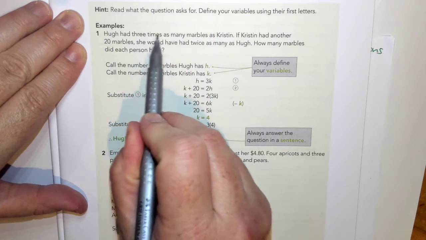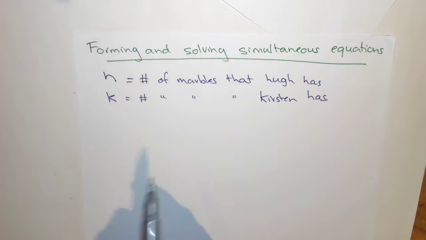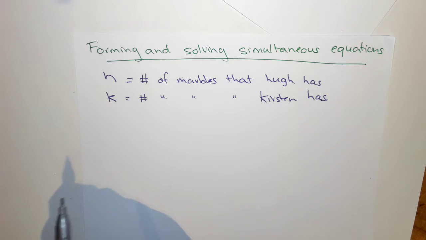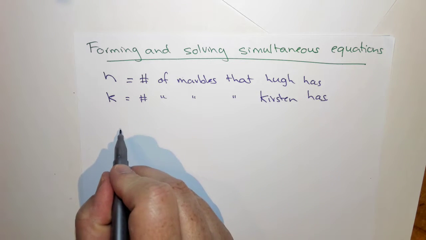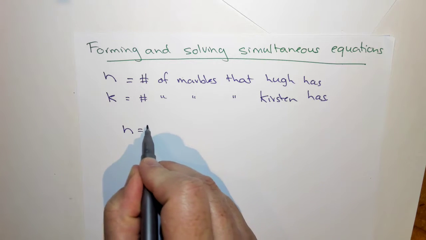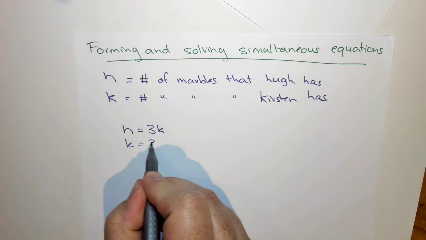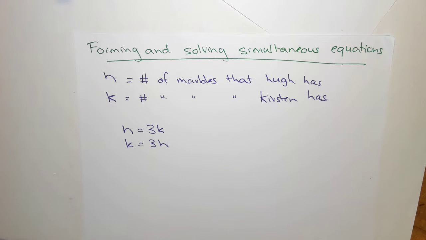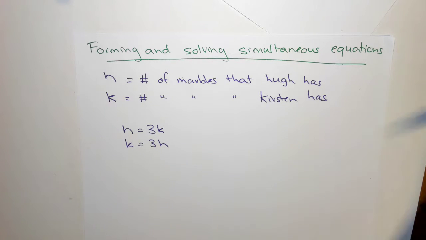Hugh had 3 times as many marbles as Kirsten. Now this is a very common thing to see, this twice as many or this many times as many. And this is an area that people make mistakes in very, very quickly. So we've got 2 possible ways that we could write this equation. We could say H is equal to 3K, or we could write K is equal to 3H. These are the 2 possibilities. One of them's right, one of them's wrong.